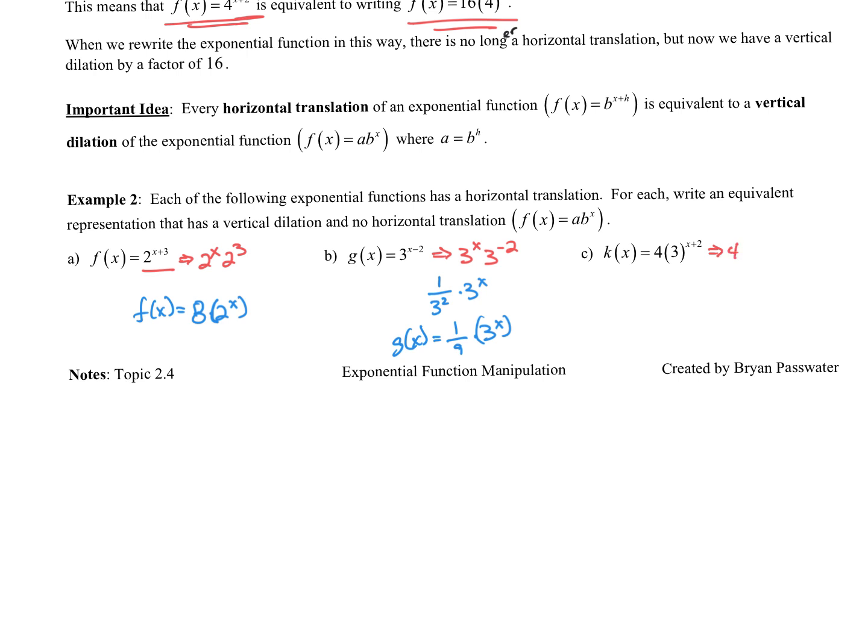Good. All right, and so now we have 3 to the power of x, and then 3 to the power of 2. And so what is 3 squared? 9. 9 times 4 is 36. So k of x could be written as 36 times 3 to the power of x. All right, and those are the same now.